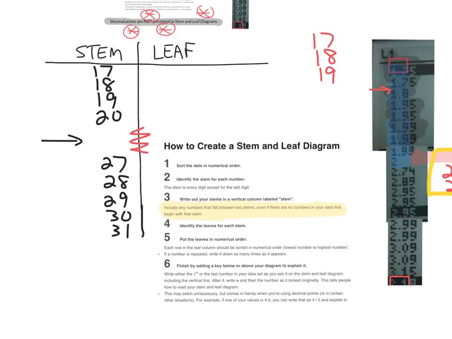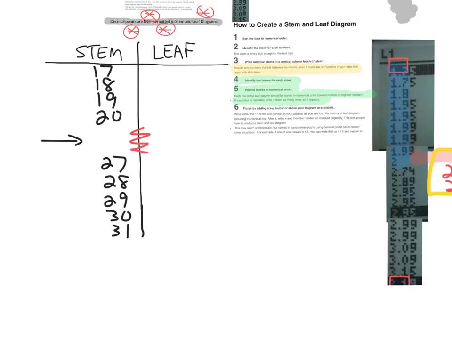Now, what we're going to do is identify the leaves for each stem. So we're going to go through each of these stems now, identify the leaves, and put the leaves in numerical order from smallest to largest. And the key is if a number is repeated, you have to write down that leaf how many times it repeats. So for example, here for the stem of 17, we have two $1.75 boxes of cookies. So next to 17 for our leaves, I'm going to have two number 5s.